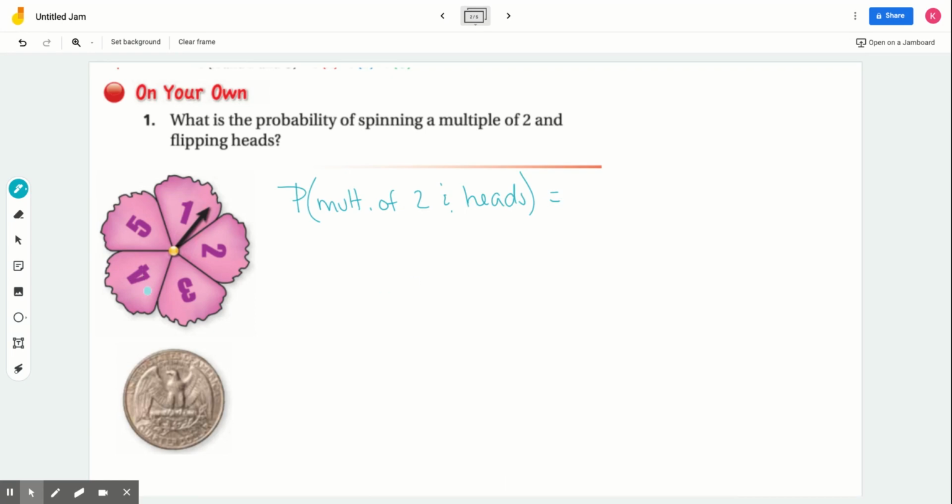Now, when we look at this, the probability of spinning a multiple of 2, well, we know that that's either going to be a 2 or a 4. So that's 2 out of 5 times the probability of flipping a head. So we know one side is head and one is tail, so that's 1 out of 2. Multiplying the fraction straight across the top and straight across the bottom, 2 times 1 is 2, 5 times 2 is 10. We can then reduce to know that our probability of a multiple of 2 and heads is 1/5 or 20%.